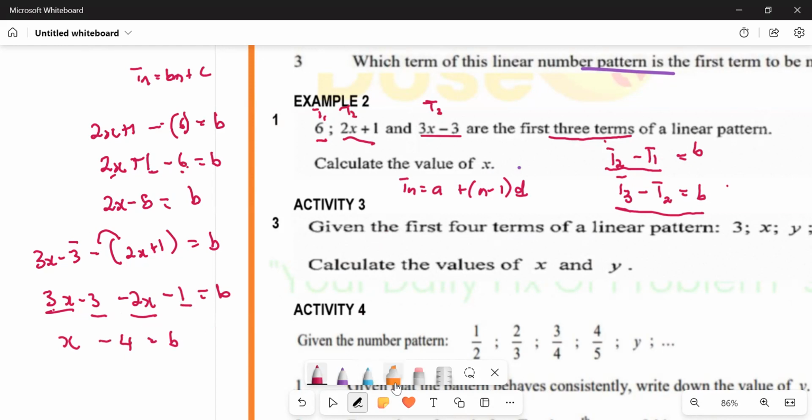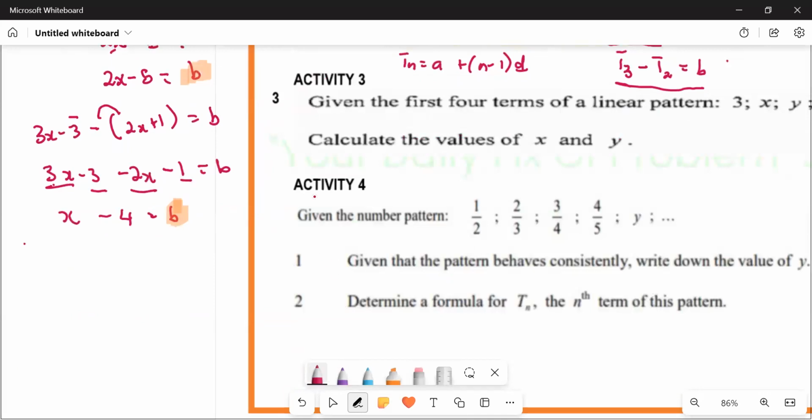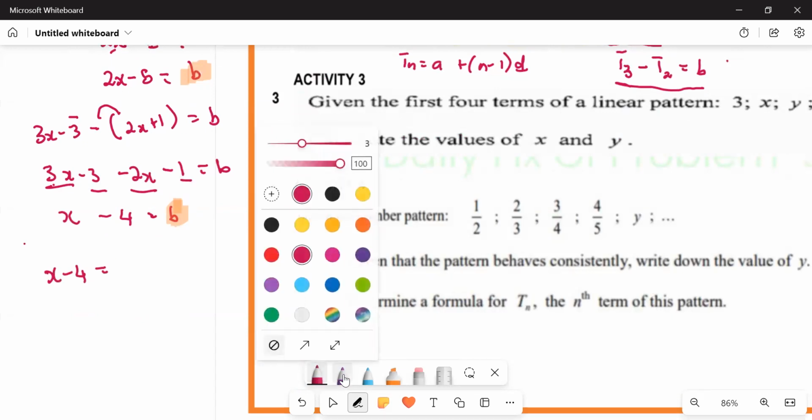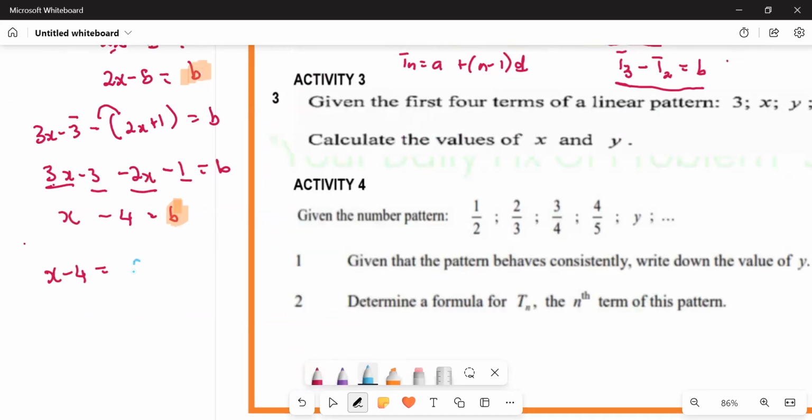There's something important here. This one is B, and this one is also B. Deductive reasoning: this is equal to B, and this one is also equal to B. Can't we equate these two because both of them are equal to B? We can. So I might as well say x minus 4 is going to be equal to, let me write this with a different color so that you'll remember, 2x minus 5.